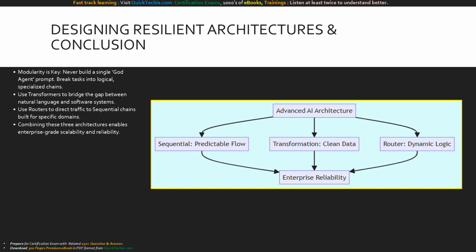Our final diagram summarizes today's lesson. Advanced AI architecture relies on these three pillars: sequential chains for predictability, transformation for clean data, and routers for dynamic logic. Together, they converge to deliver true enterprise reliability.